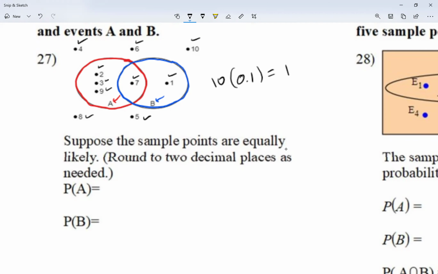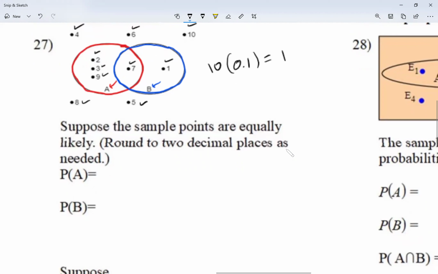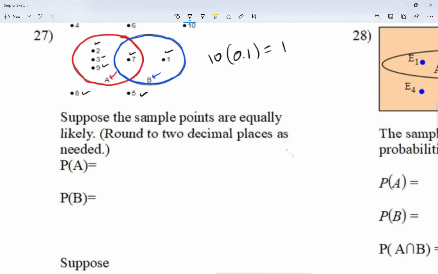Remember, we talked about probabilities at the beginning of this unit, and I said a probability is a decimal number between 0 and 1. However, when I add all the probabilities, it should add up to exactly 1. Okay, so now here it says, suppose the sample points are equally likely, round to 2 decimal places as needed. So I'm going to round to 2 decimal places if needed.